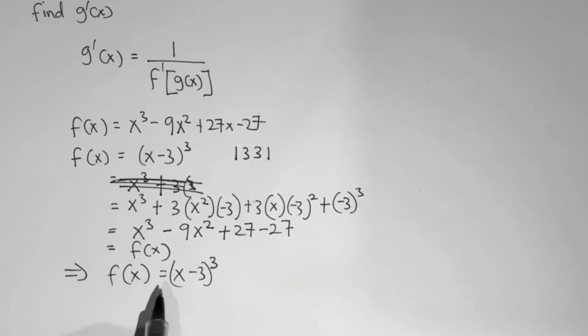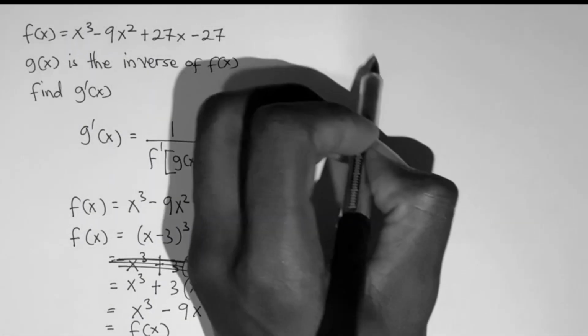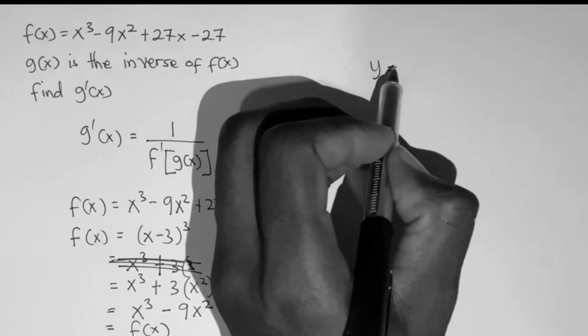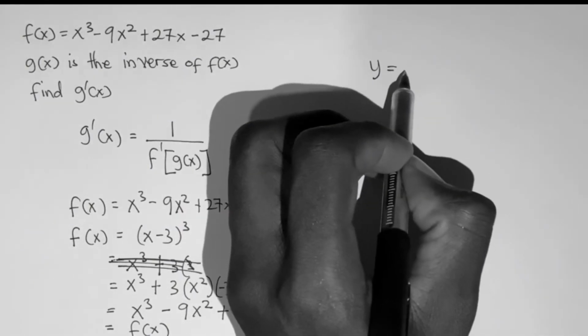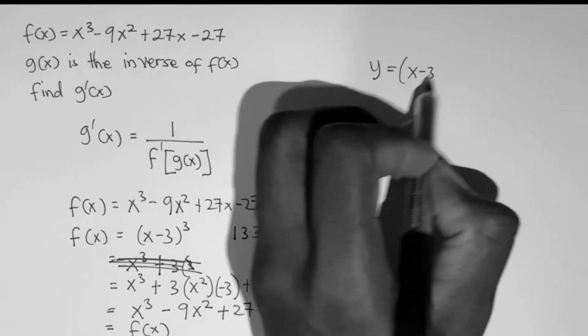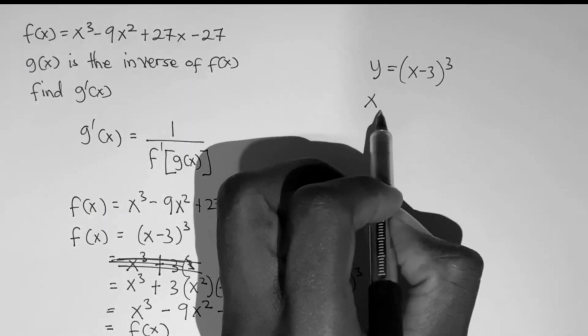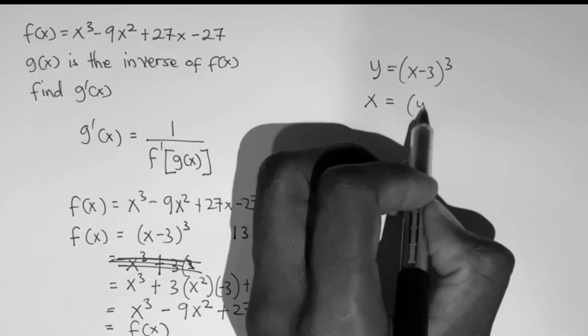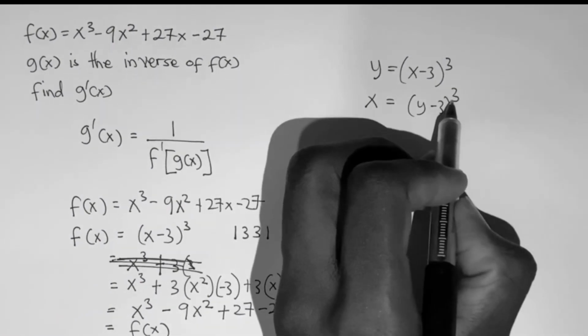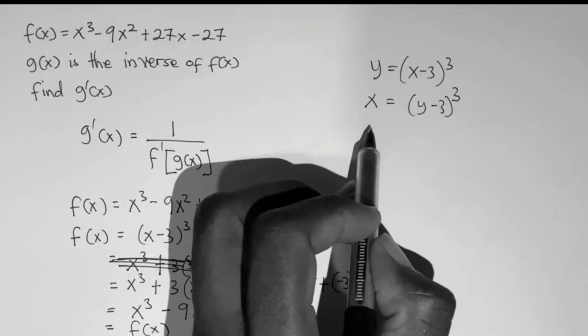So now, since we found f of x, let's replace f of x with y and find the inverse. So y is equal to x minus 3 cubed. So let's exchange x and y. So x is equal to y minus 3 cubed. So we can solve for y in this case.